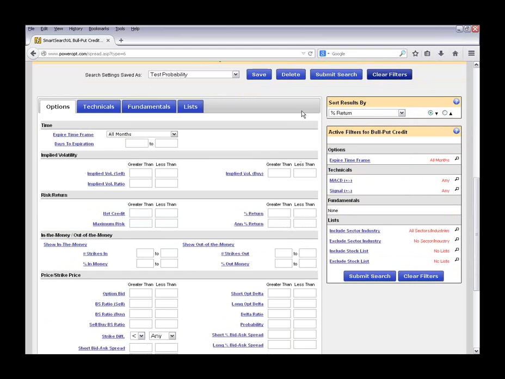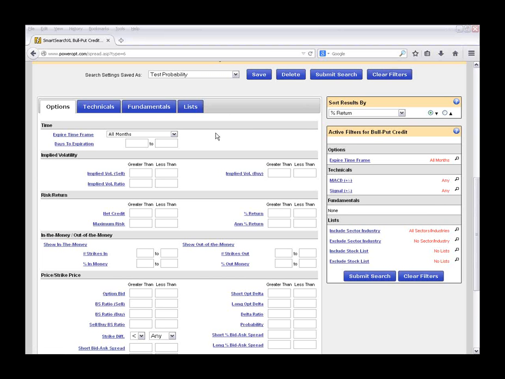The screens that we can filter by, we can look at different option criteria, things such as time frame, implied volatility, risk versus return, in the money, out of the money, and so forth. We have a variety of stock technicals we can look for, stock fundamentals, and we can even screen against particular company lists as well.